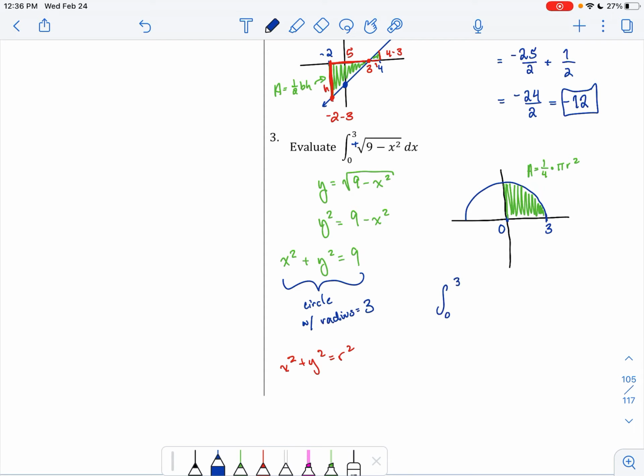What that tells us is that the integral from 0 to 3 of √(9 minus x squared) dx is equal to 1/4 times pi times the radius, as we've said, 3, squared. So you get 9/4 pi as the exact answer for your integral.